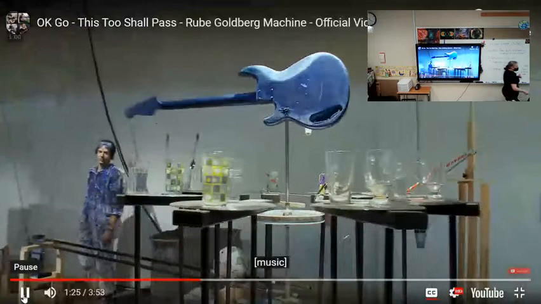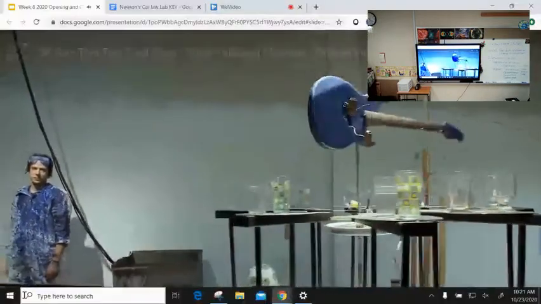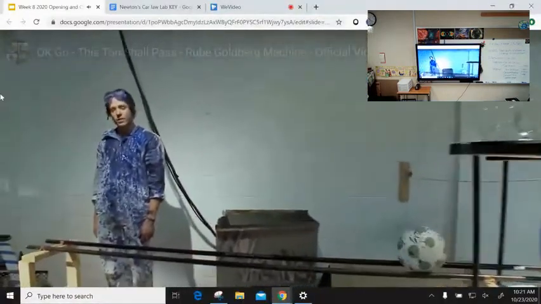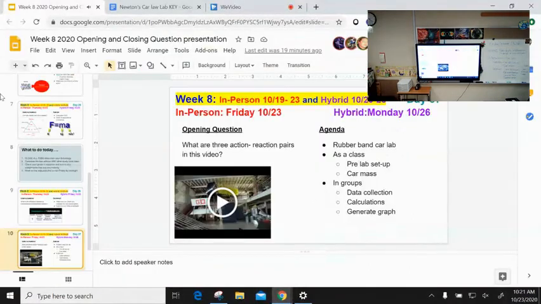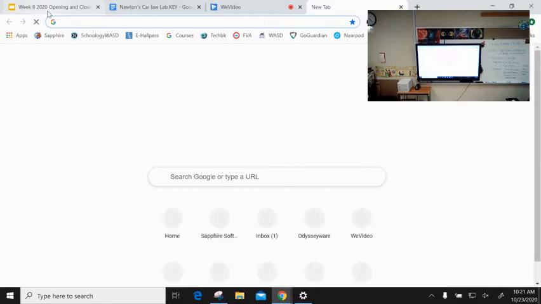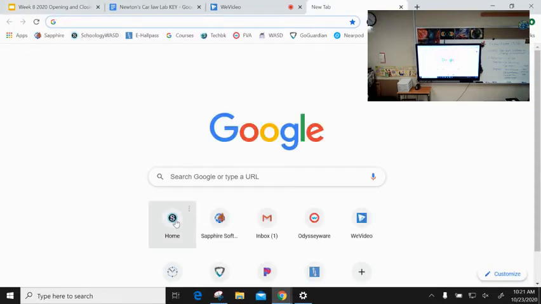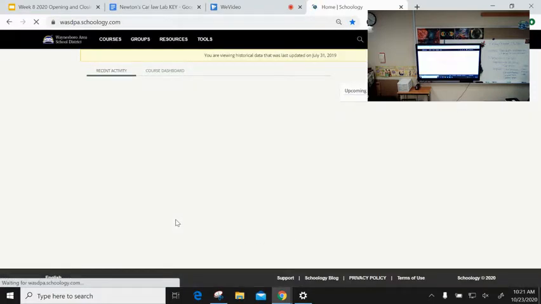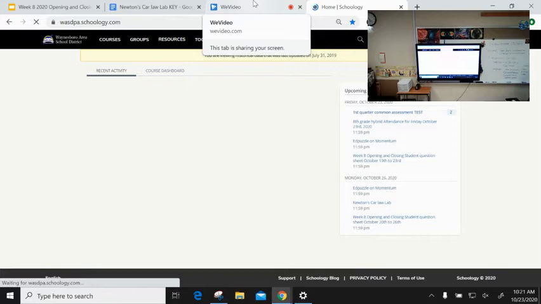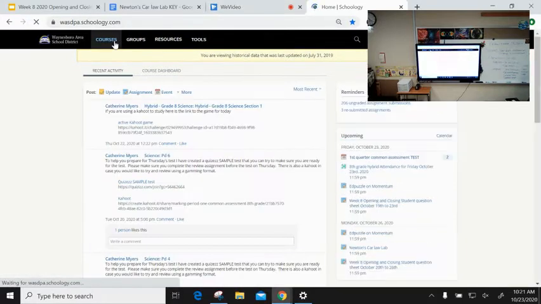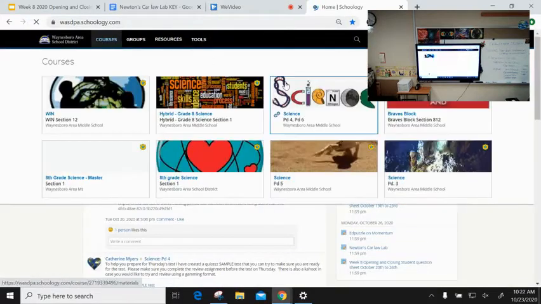Good? Okay, so do me a favor, guys. In your Schoology, if you can open up your Newton's Car Lab. If you have trouble finding it, there's a new folder. I think I made it black for you guys. There's a new folder called Applied Forces. Next week, we're going to be talking about pressure and work and all that kind of stuff. So those are using Newton's forces.